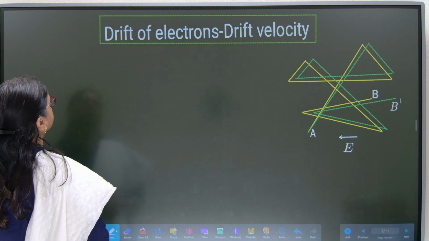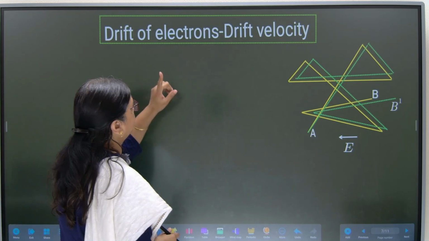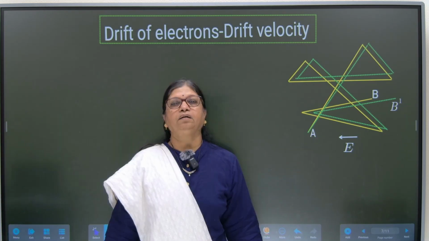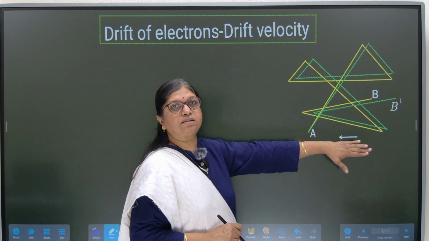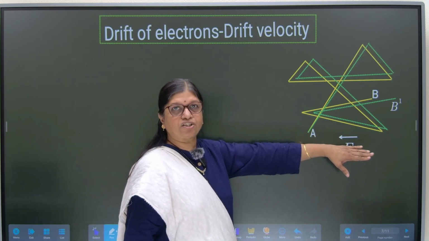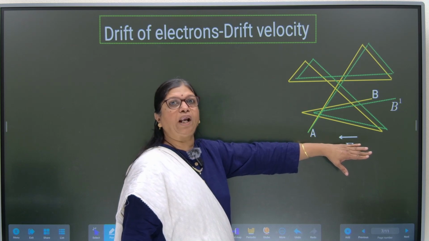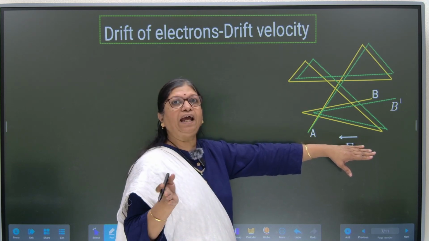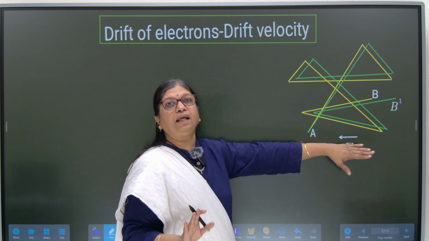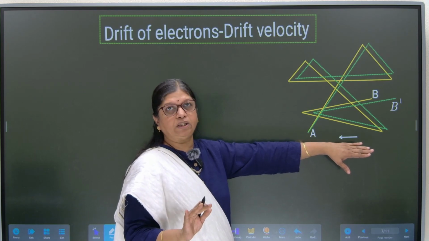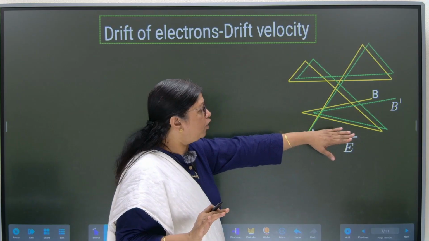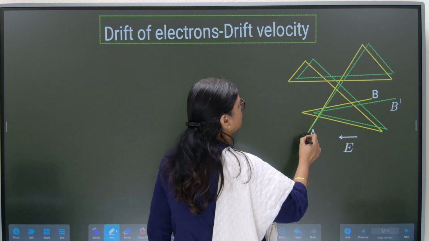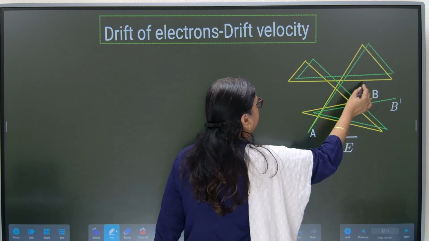Now we discuss drift of an electron, that is, drift velocity. Let us consider a conductor with no electric field given to it, such that the electrons collide with each other and with the static immobile ions inside the conductor, such that it follows a path as shown by the yellow soft line.